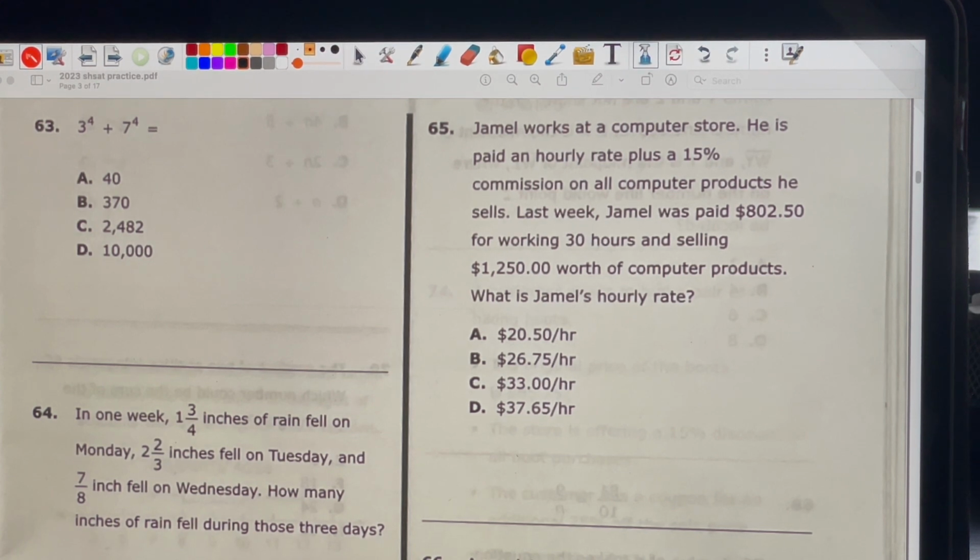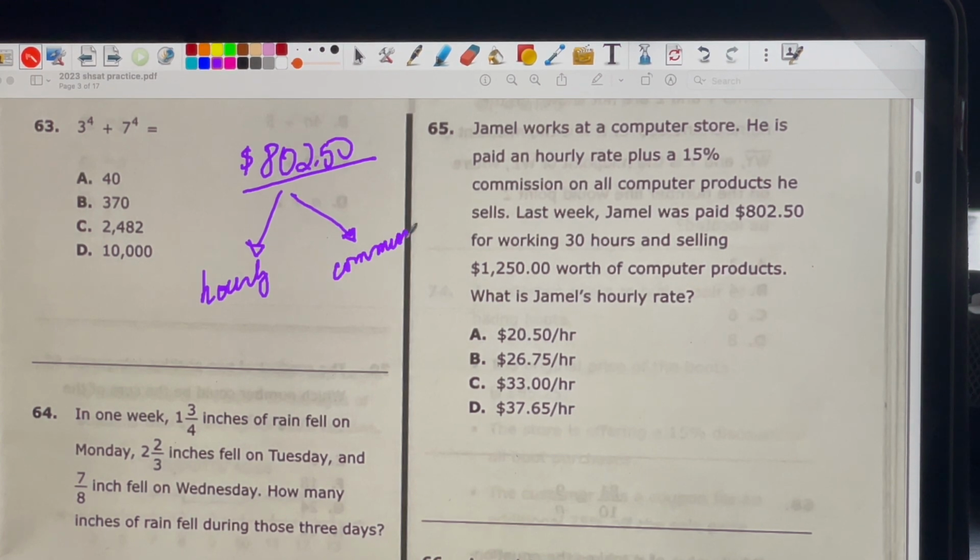Okay, so last week he took home $802.50. This is his hourly and includes his commission, right? So to figure out the hourly, I got to remove the commission out. So let's figure out how much of the $802.50 was in commission.